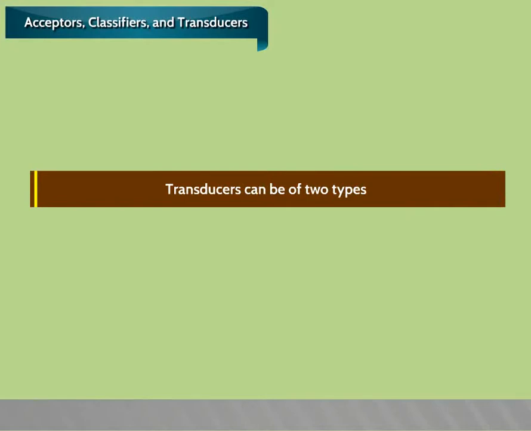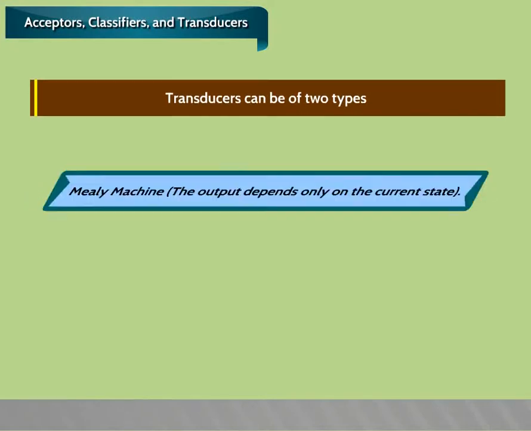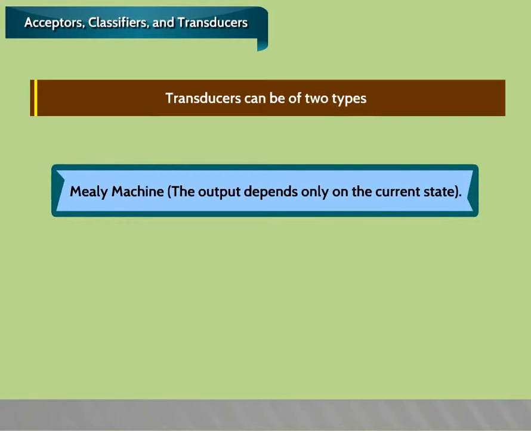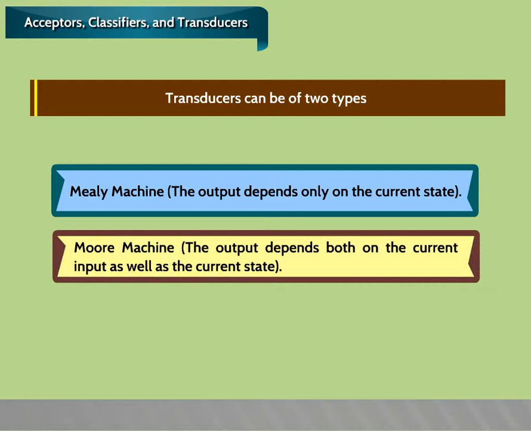Transducers can be of 2 types. Mealy machine, that is, the output depends only on the current state. Moore machine, the output depends both on current input as well as the current state.